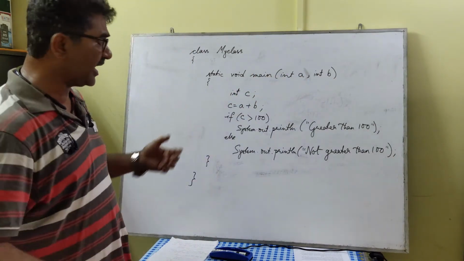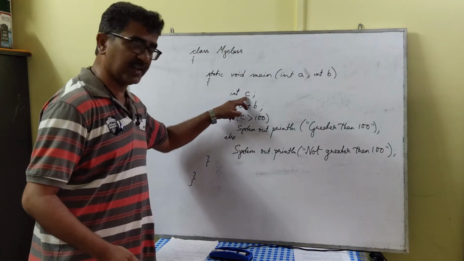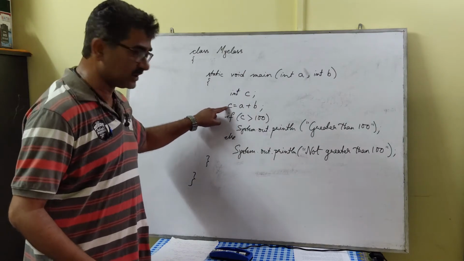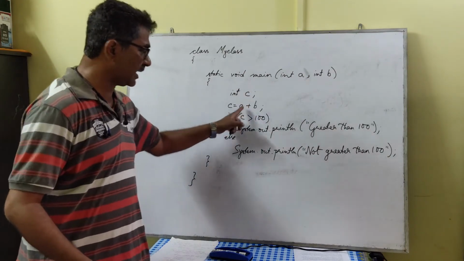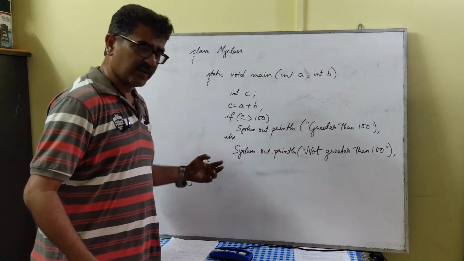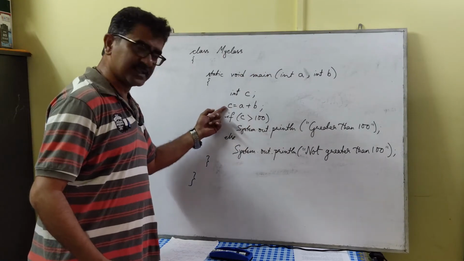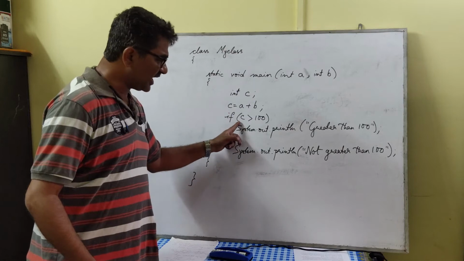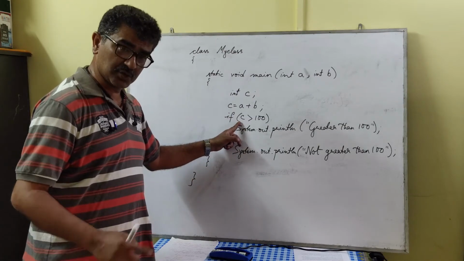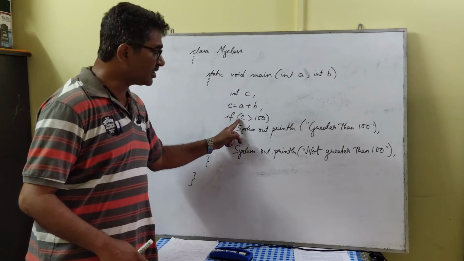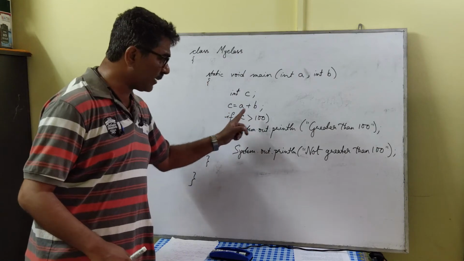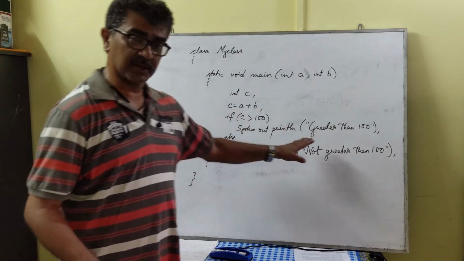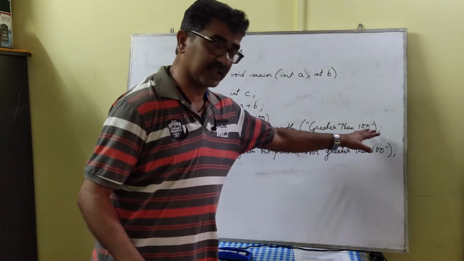Two integers are to be entered by the user. I've taken a third variable C where I store the sum of these two variables A and B. So these two values get added and get stored in C. Now I check whether the value that is stored, that is the sum, happens to be greater than 100 or not. If it happens to be greater than 100, then the computer gives the message greater than 100.